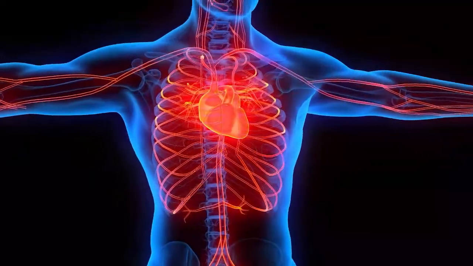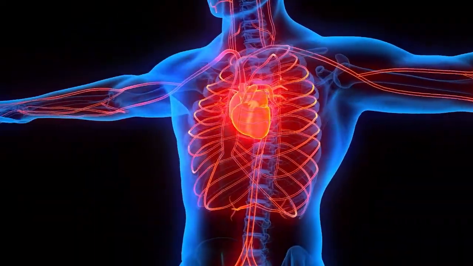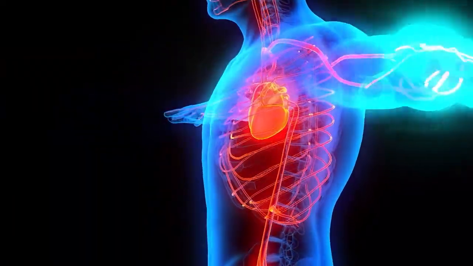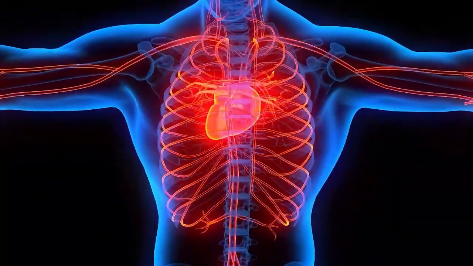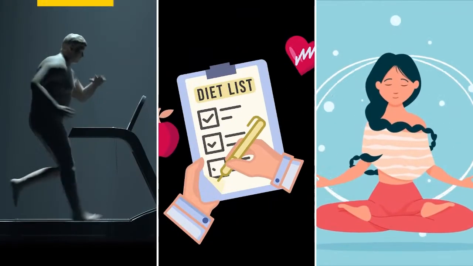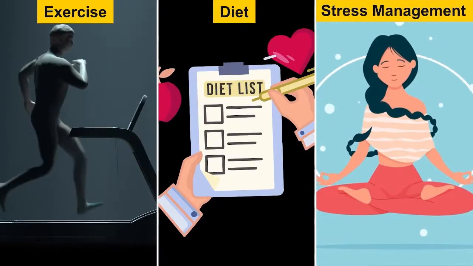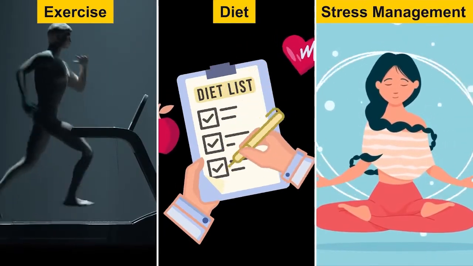A healthy heart relies on proper blood flow, balanced electrolytes, especially calcium, sodium, and potassium, and regular oxygen delivery. Lifestyle factors such as exercise, diet, and stress management directly impact cardiac health.